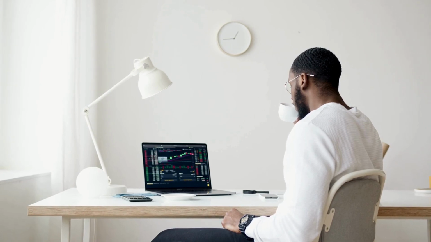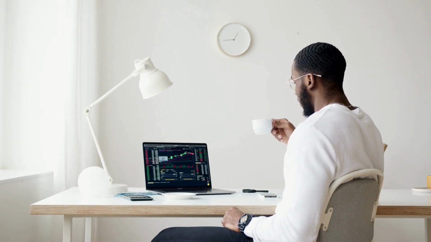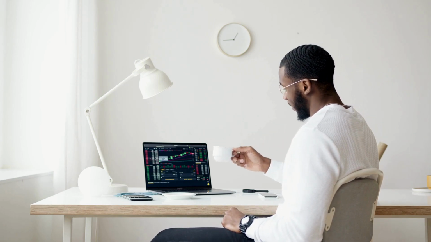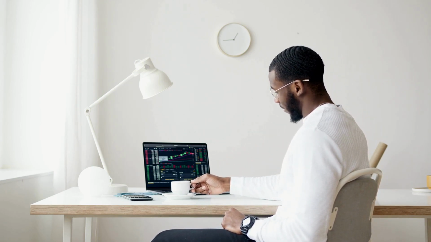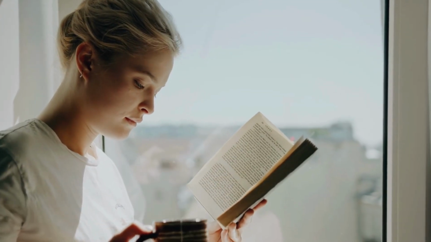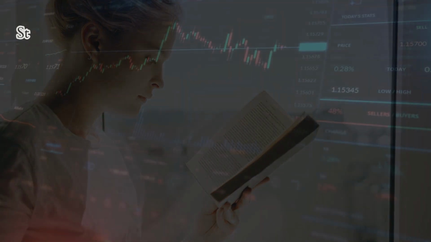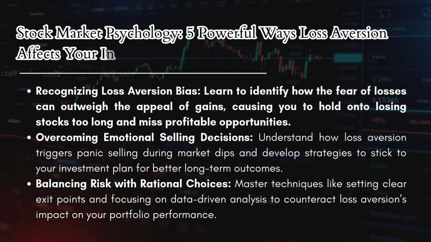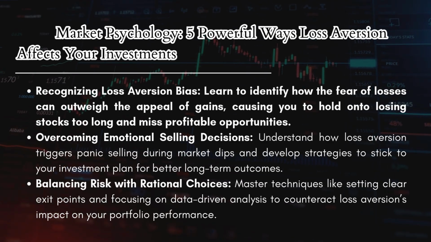Cash flow analysis essentials. Discover how to interpret operating, investing, and financing cash flows to identify companies with strong liquidity and sustainable operations for long-term investment success. 5. Stock market psychology. 5 powerful ways loss aversion affects your investments.